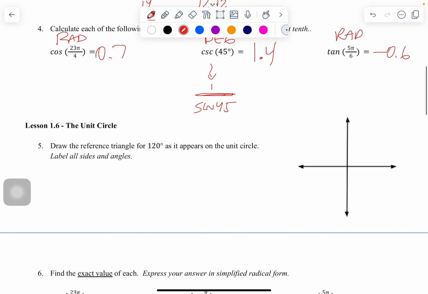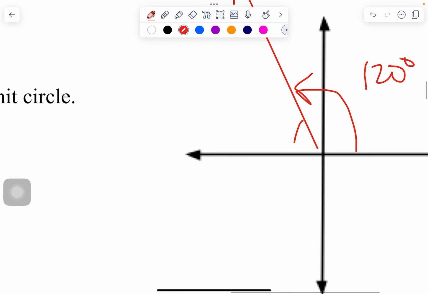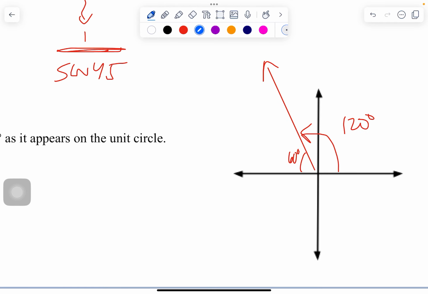Unit circle. Draw the reference angle for 120 degrees as it appears in the unit circle. So again, you have the unit circle in your packet. This should be a freebie. Find 120 degrees on there. It's right here. So that would be 120 degrees. I can label that angle. I can label its reference angle, which would be this one right here. That's 60. I'd like you to draw the triangle, label all of its parts.